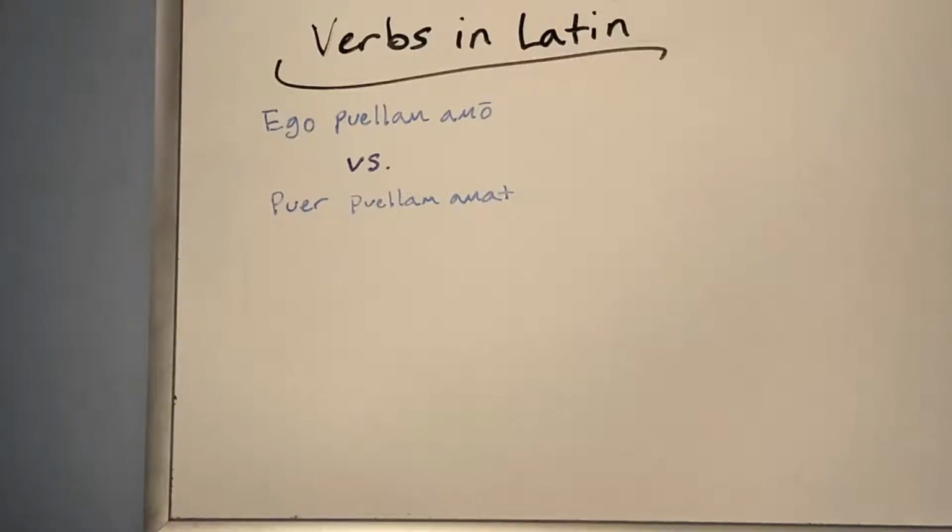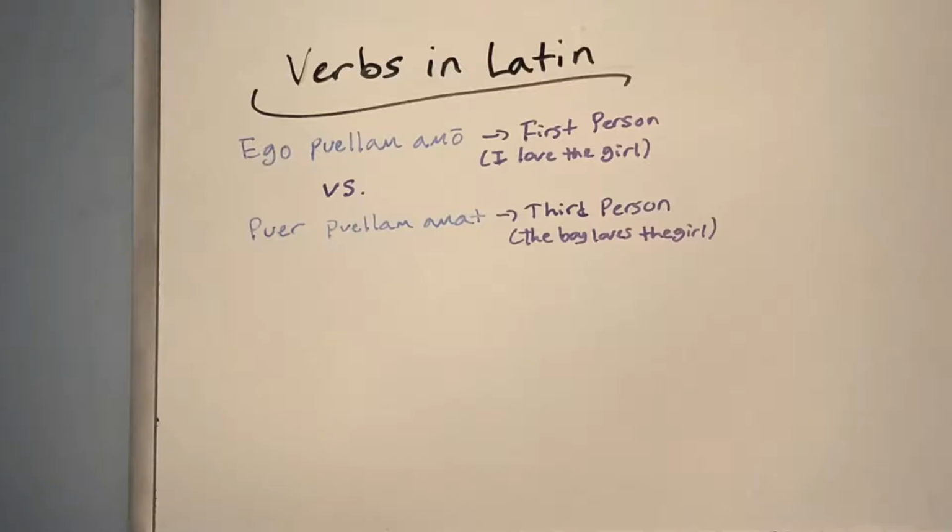This one is a person change. The first sentence is ego puellam amo, and the second sentence is puer puellam amat. As you see there, the ending of the first verb is o, and the ending of the second sentence is at. The first sentence is in the first person, and the second sentence is in the third person. The first sentence says, I love the girl. As we talked about earlier, I is a first person pronoun, and that's reflected in the verb. As we will learn, o is the present tense first person singular ending. In the second sentence, as we see there, the ending has changed to the at. So puer puellam amat. Puer is a singular third person subject, and the ending of the verb reflects that.